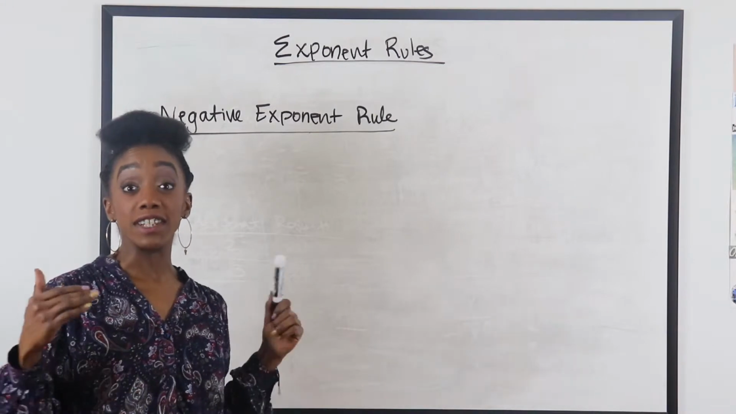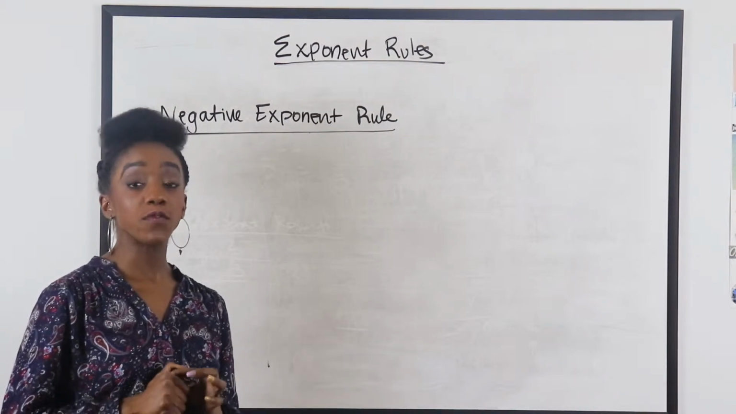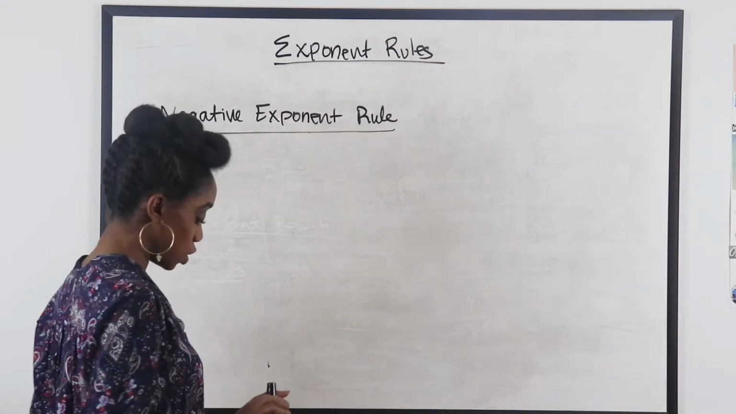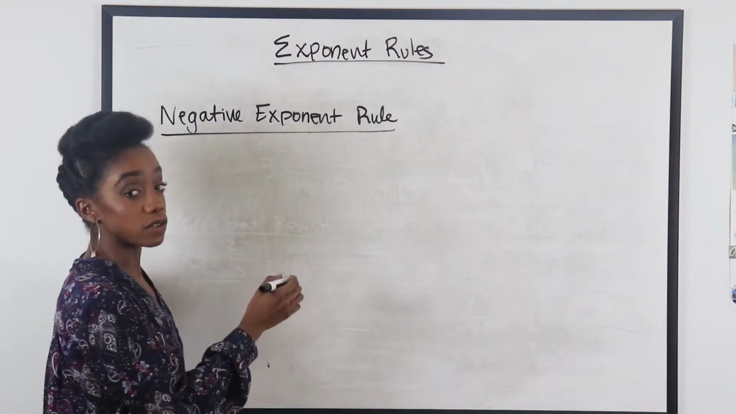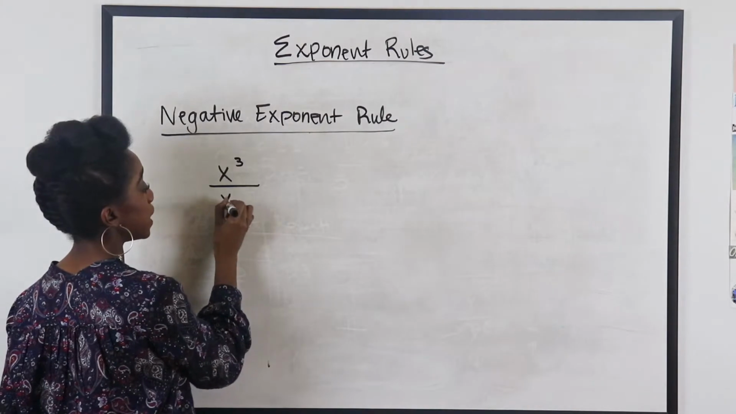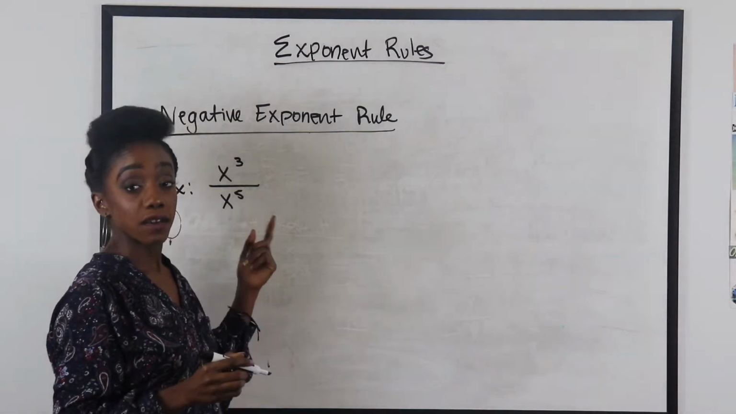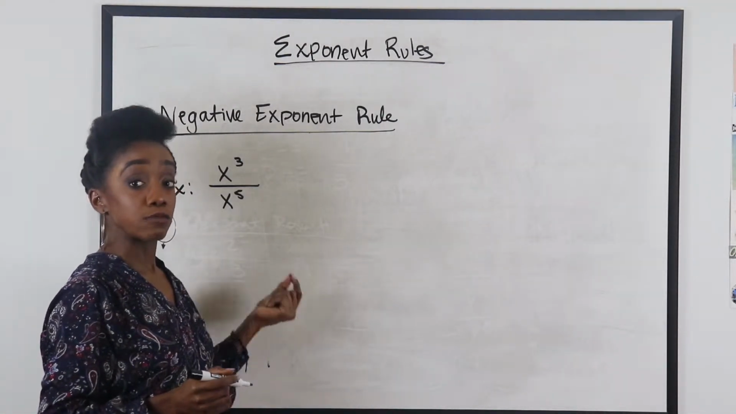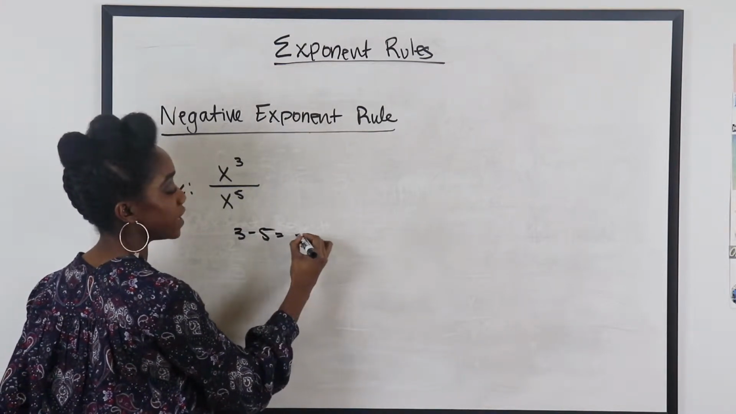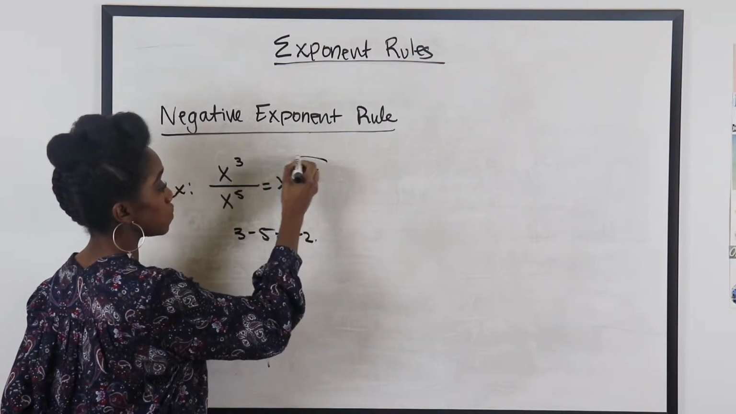Lastly, we are going to learn about the negative exponent rule, and this happens when you have a negative exponent. I'm first going to show you a situation where a negative exponent might arise, starting with the quotient rule. Imagine you have x to the third divided by x to the fifth. You'll notice that we do have to subtract here. 3 minus 5 is equal to negative 2. So this will leave us with x to the negative 2.